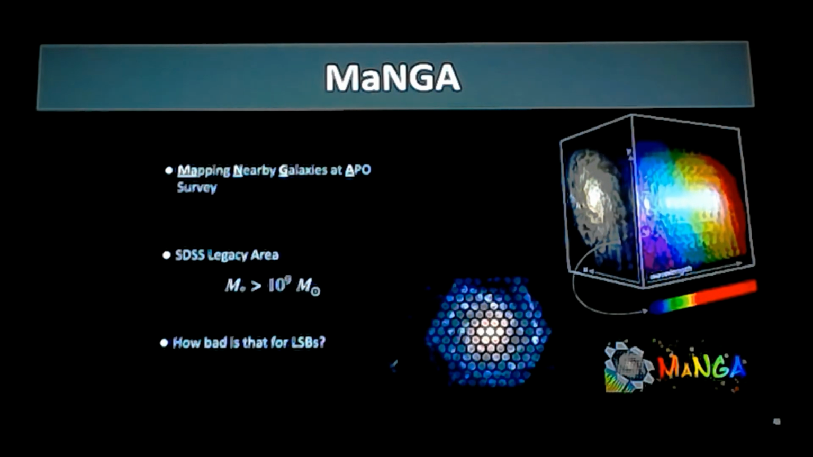If you were paying attention earlier, sparred LSBs had stellar masses usually lower than this, from 10^6 to 10^10. So this right away eliminates probably half of our sample. Well, how bad is that for LSBs in general?